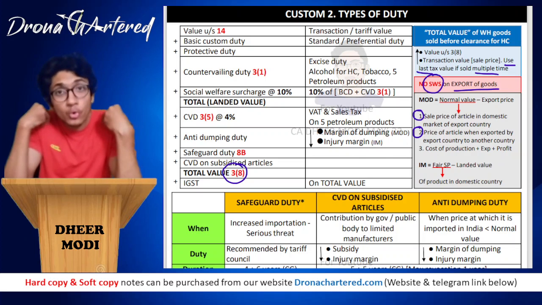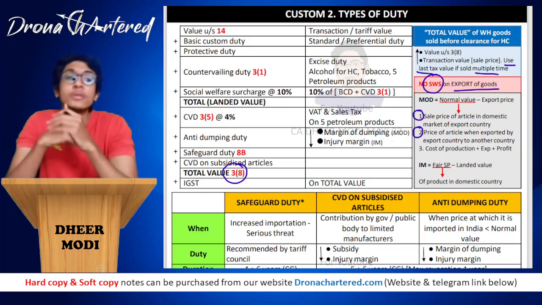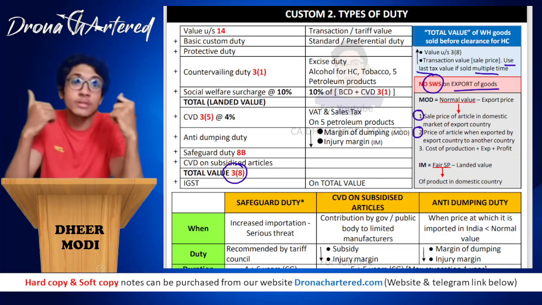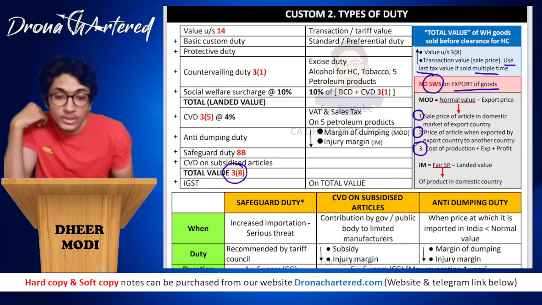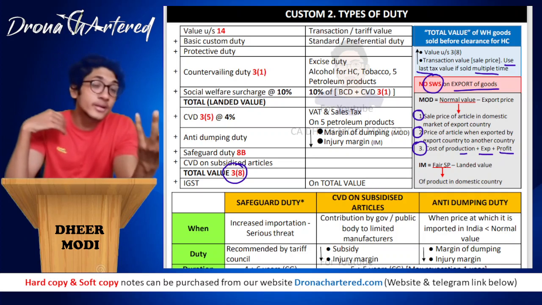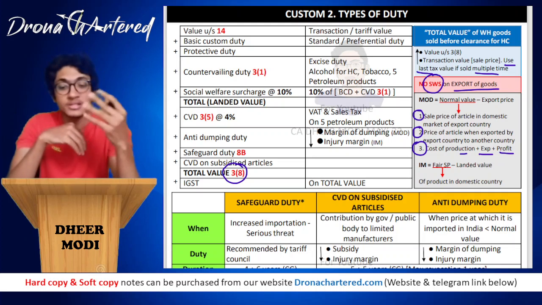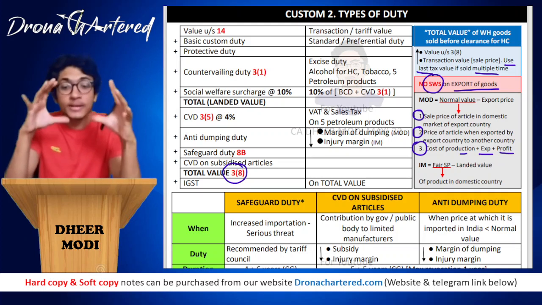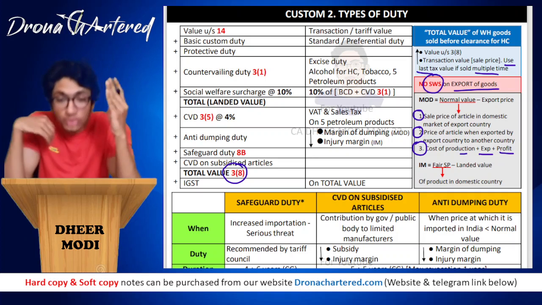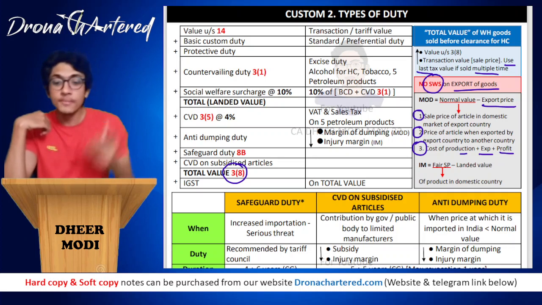And if you are the only country to whom that country exports the goods, in such a case you will use this third option, that is cost of production plus expenses plus profit. So you will determine, boss, what would be their cost of production, what would be a normal profit margin, and you add it, and that will be considered as your normal value. So normal value minus export price, that means the price at which it has come in India.